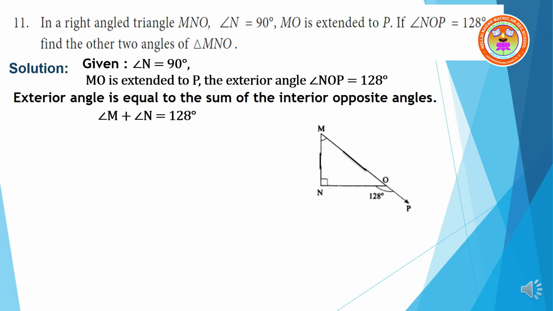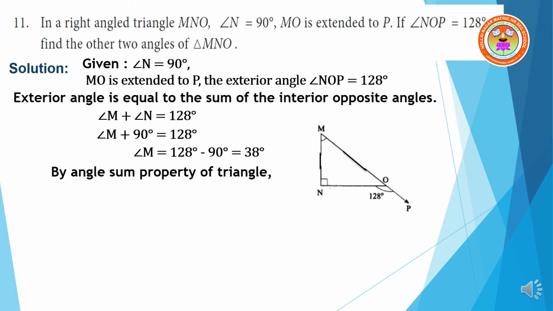Now here we can substitute the value of angle N as 90 degrees and keep the value of M as it is. Now angle M plus 90 degrees is equal to 128 degrees. Let me transpose 90 degrees to the other side of the equation. So angle M is equal to 128 degrees minus 90 degrees. On subtracting these two values, the value for angle M is equal to 38 degrees.